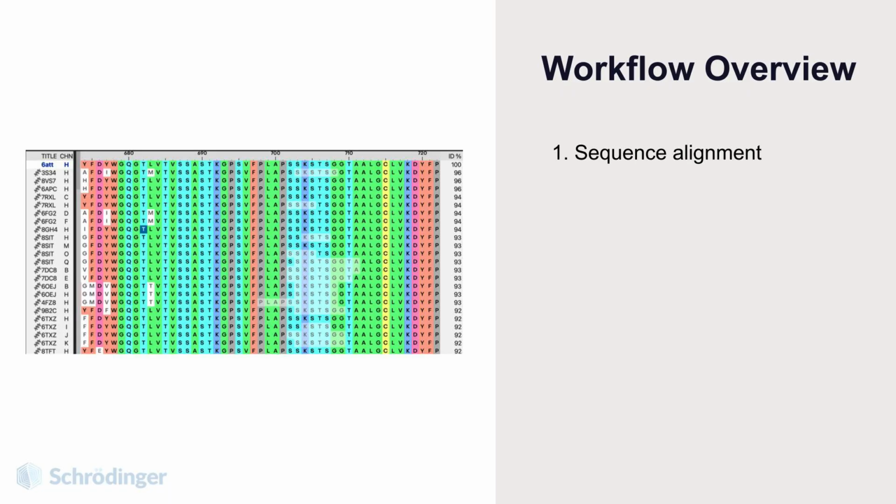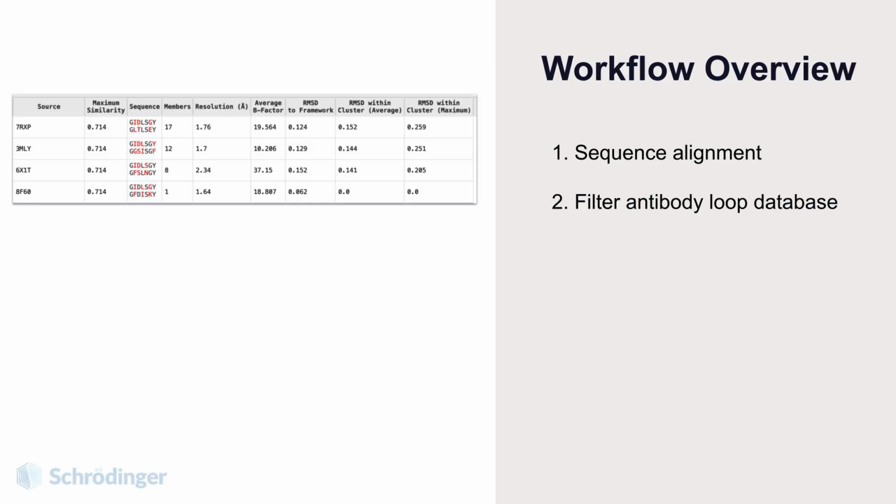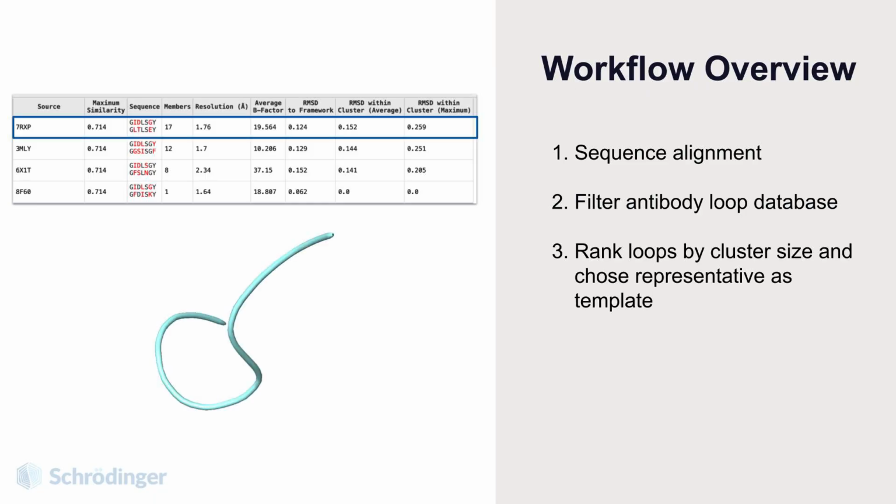If we look at Schrödinger's antibody structure prediction workflow, which relies on template-based homology modeling, it all starts with a simple sequence alignment to identify frameworks that are highly similar to the query sequence. It is worth keeping in mind, though, that framework regions are notoriously easier to predict than loops. Next, a curated antibody loop database is filtered based on sequence similarity and length, as well as its ability to be grafted onto the chosen framework. The remaining loops are then clustered and ranked based on cluster size. A representative of the largest cluster is then chosen as the representative for that loop.